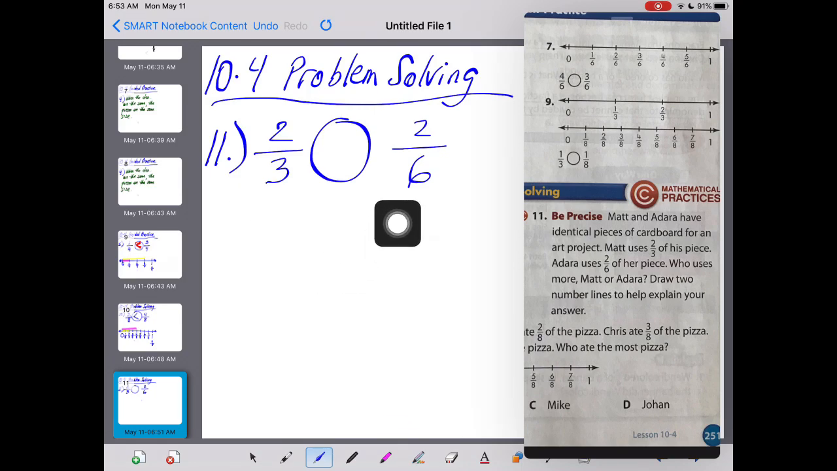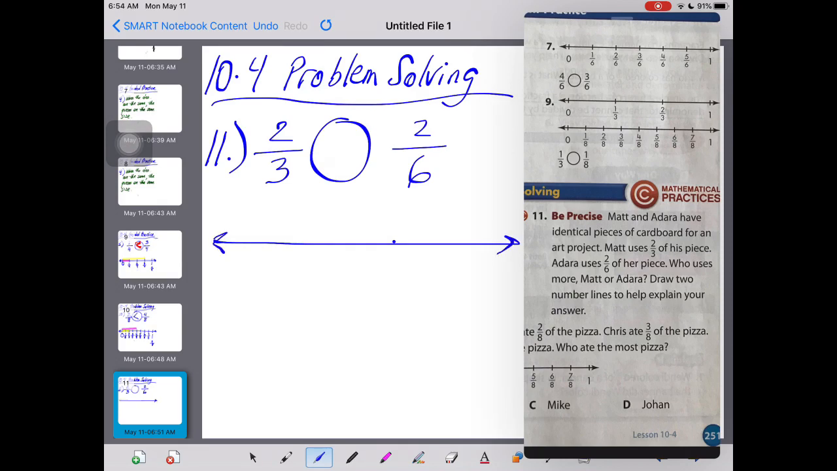So let's look at your denominators first. Hopefully you did that. You saw, thirds versus sixths. These individual pieces are not going to be the same size because this has been cut up into 3 pieces, but the same size cardboard over here has been cut up into 6 pieces. Now the numerator, it looks like Matt used 2 pieces of his thirds, and Adara used 2 pieces of her sixths. So they've used the same amount of pieces, but those pieces are not going to be the same size, are they?